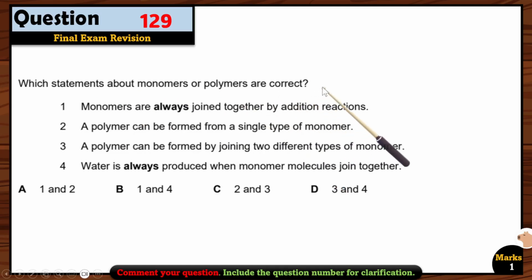To answer this question, you have to remember three main concepts related to monomer and polymer. First of all, you must know the difference between monomer and polymer. Monomer is the smallest unit that joins together to make a polymer, whereas polymer is the largest unit that has millions or hundreds of monomers joined together. Okay, that is the first concept you must know.